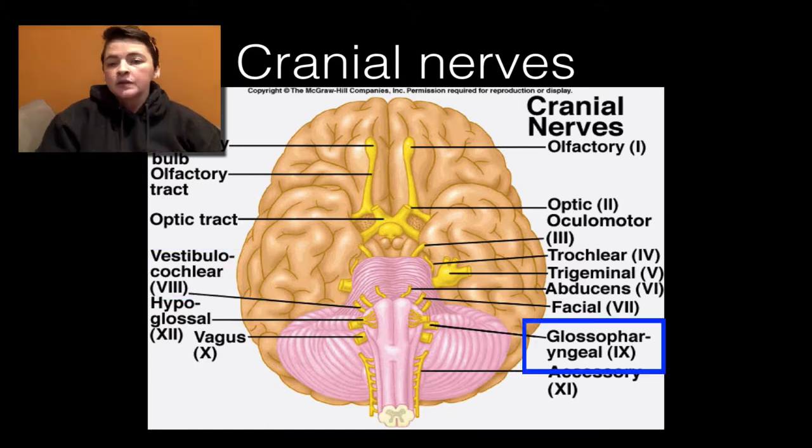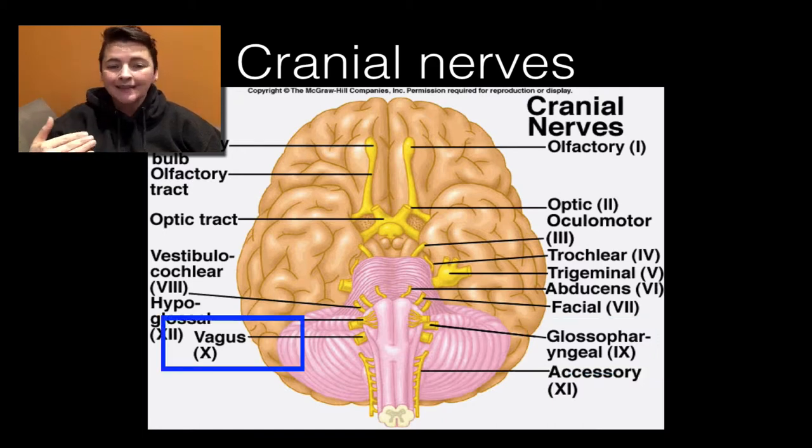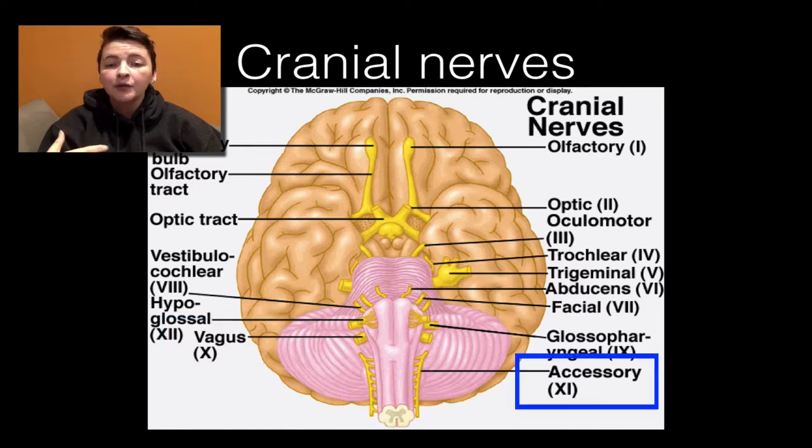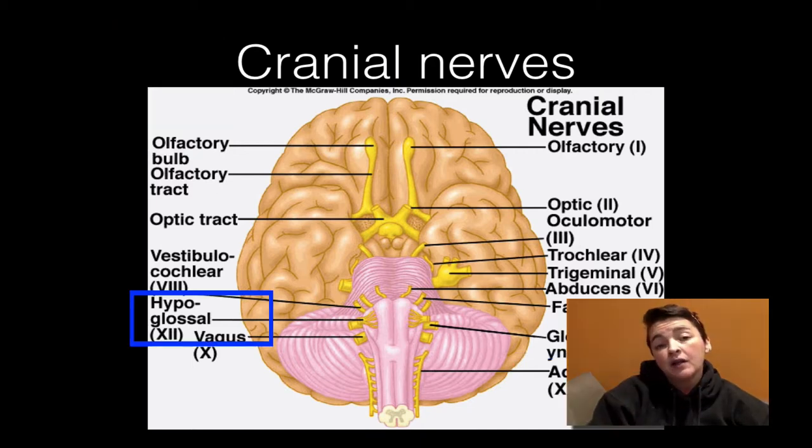So number 9 is the glossopharyngeal. This is going to innervate the tongue, speech, swallowing. 10 is the vagus, which innervates speech, swallowing, and some smooth muscle within the abdomen. Number 11 is the accessory. The accessory will innervate the larynx, the trapezius muscle, and parts of the neck. And number 12, we have hypoglossal. This is speech, swallowing, and some chewing.